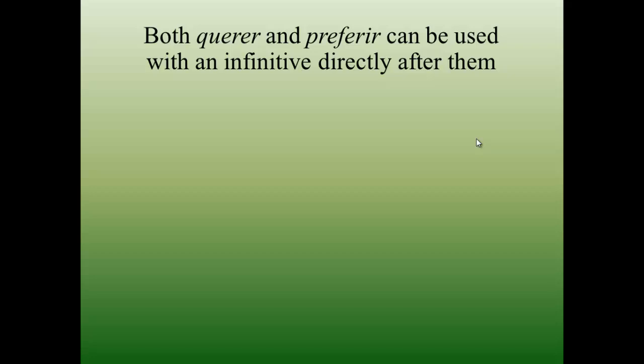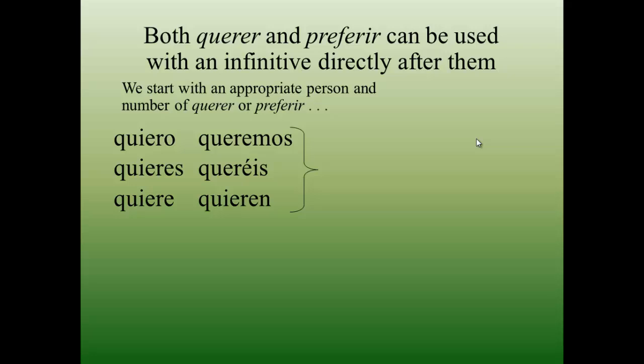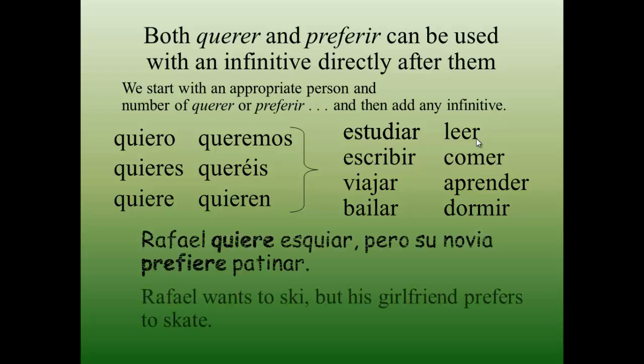Both querer and preferir can be used with an infinitive directly after them. We start with an appropriate person and number of querer or preferir, so a conjugated form of querer. And then you add your infinitive: estudiar, escribir, viajar, bailar, leer, comer. So it means I want to do something. So if I say quiero estudiar, it means I want to study. If I say I don't want to study, I'd say no quiero estudiar. Let's look at this. It says, Rafael quiere esquiar, pero su novia prefiere patinar. So Rafael wants to ski, but his girlfriend prefers to skate.